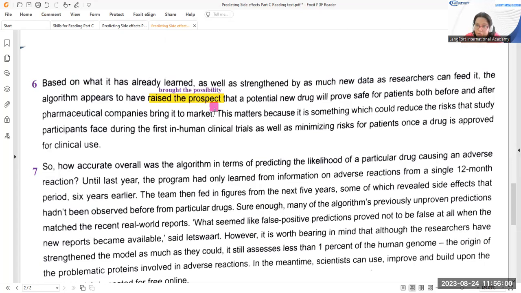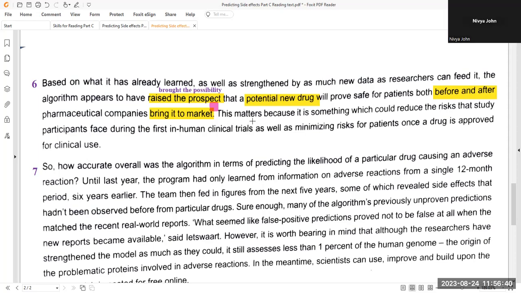So based on what it already knows and what new information it has been given by the researchers, the algorithm has come up with the possibility of a potential new drug that will be safe for patients before and after the companies bring it to the market. Before it reaches the market and after it reaches the market, in both stages it will be safe for the patient. So such a possibility of such a drug has been raised by the software, which based its knowledge on what it has already learned and whatever new data it has been fed by the researchers. Last sentence, Nivya.